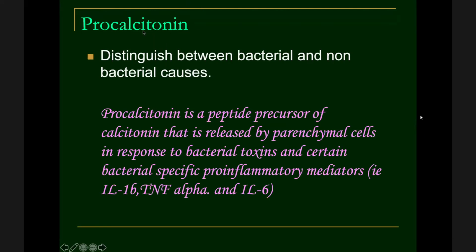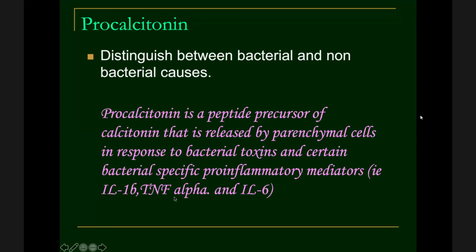Another biomarker that can be used is procalcitonin. It distinguishes between bacterial and non-bacterial causes. Procalcitonin is a peptide precursor of calcitonin. It is produced in response to bacterial toxin and certain bacteria-specific pro-inflammatory mediators like interleukin 1, TNF alpha, and interleukin 6.